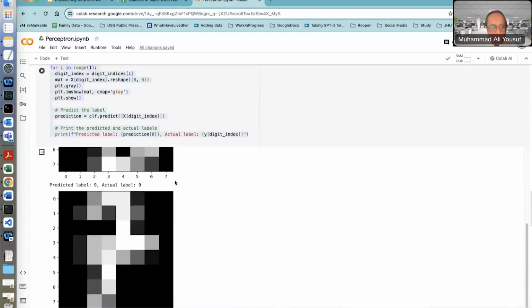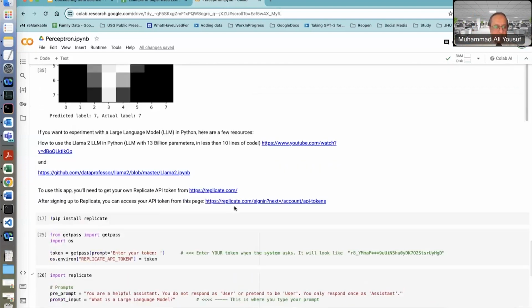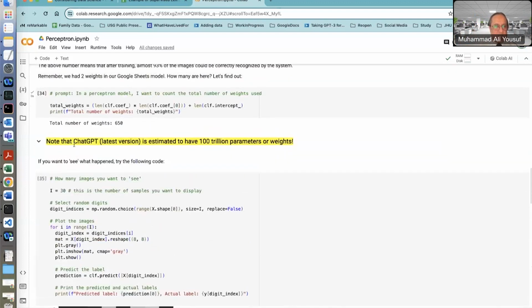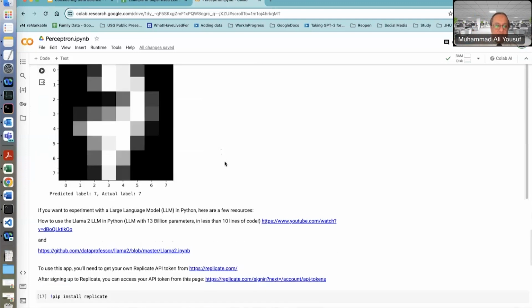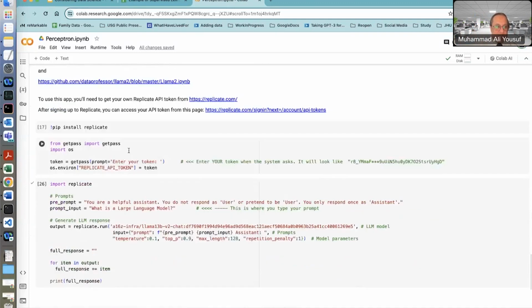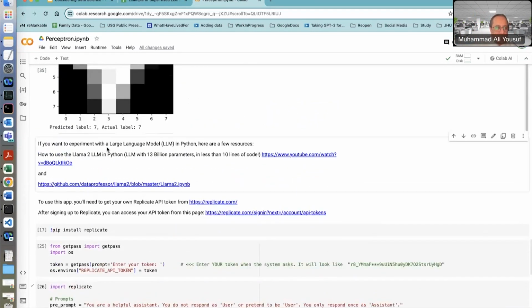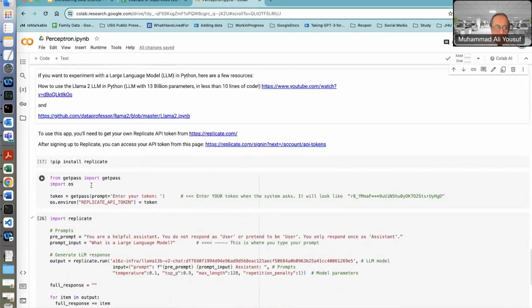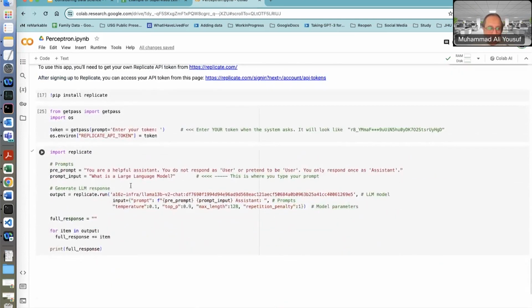Okay, and we are toward the end of the session. So I told you about this ChatGPT. If you want to experiment with the large language models themselves, there is actually a last block here where you import a model, and I'm not going to run it.